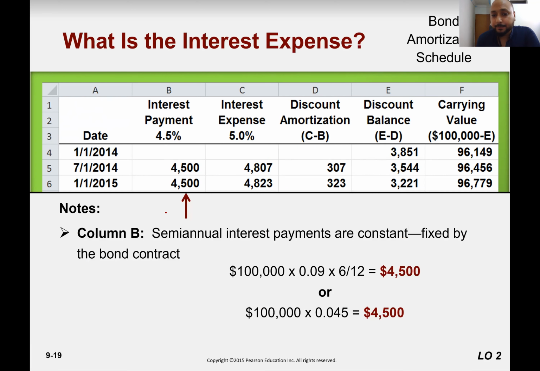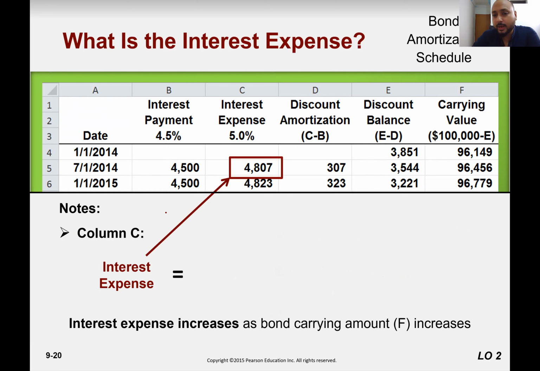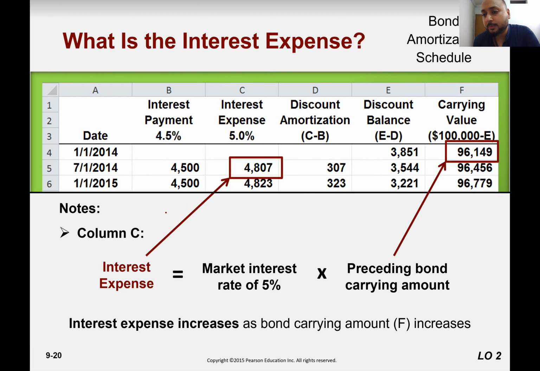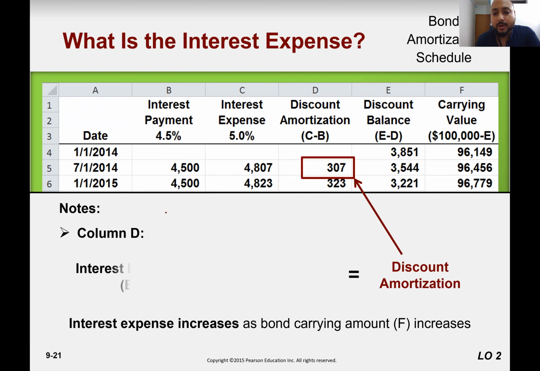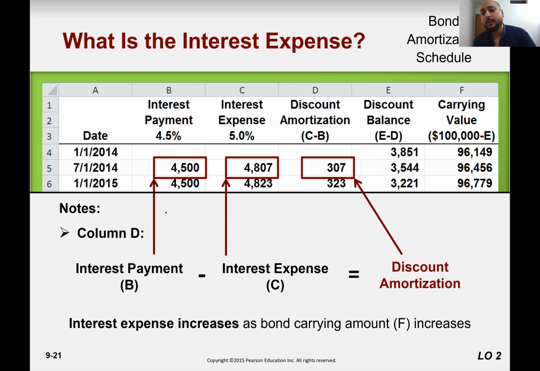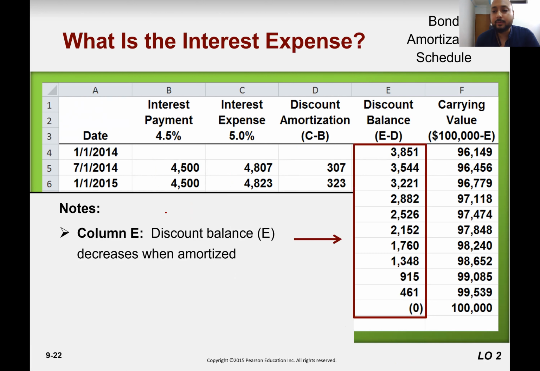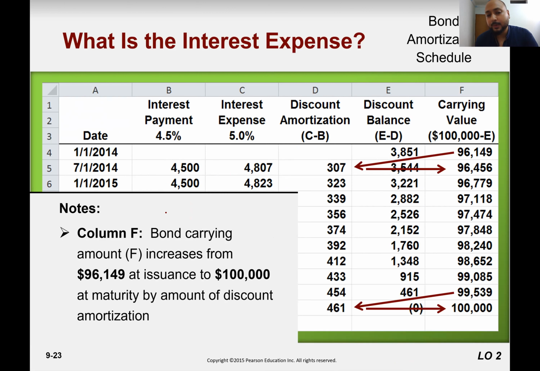So how are we going to record it? Simple. It's already given how we calculate this one, market interest rate with preceding value here. Discount is amortized, right? The difference is discount amortized, and it will be added to our carrying value. So the last value is the balancing figure here.